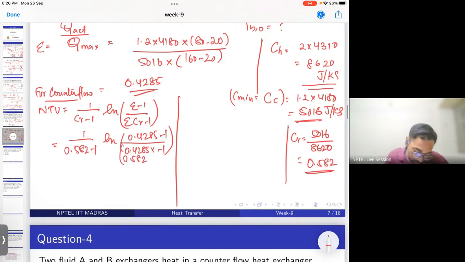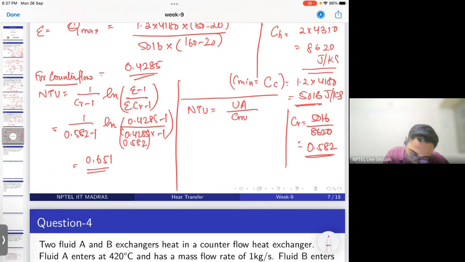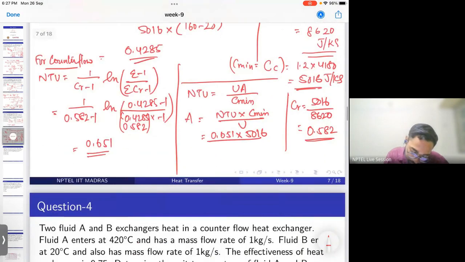Okay. So if you substitute this value, you will get the NTU as 0.651. So the first part of our question is solved. Now it's easy because we know NTU is equal to UA by C min. Here A is equal to NTU into C min by U. That is NTU 0.651 into C min is 5016 divided by U, that is 640.